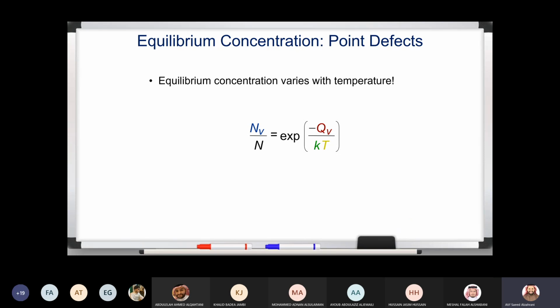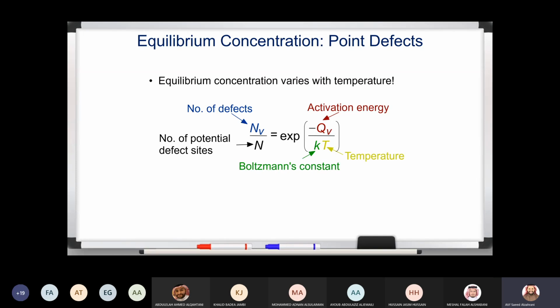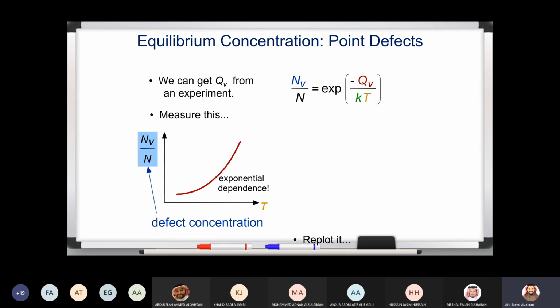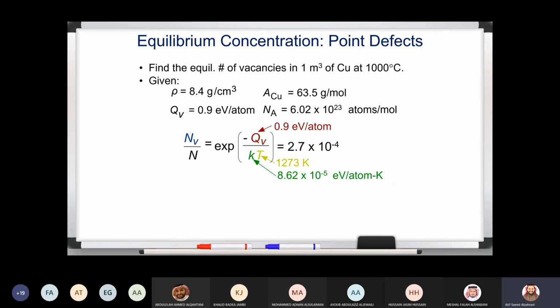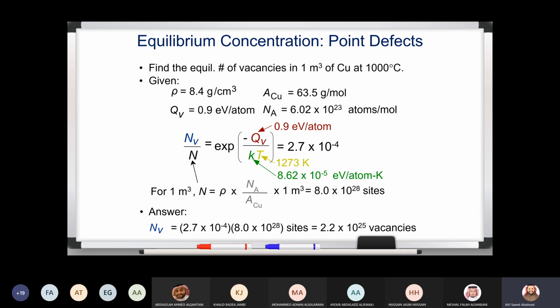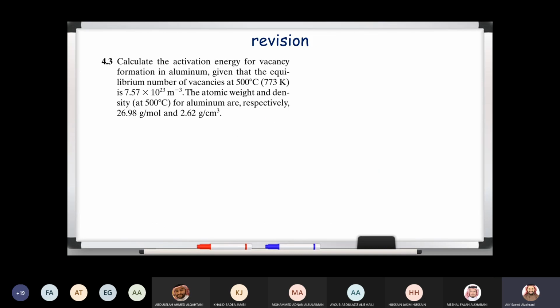And we have this equation to relate the number of defects or vacancies, the number of potential sites, activation energy, temperature, and the Boltzmann constant. Also, we solved an example about this equation in order to find the number of vacancies. Let's try to solve another example, just to reinforce the idea of utilizing this equation.